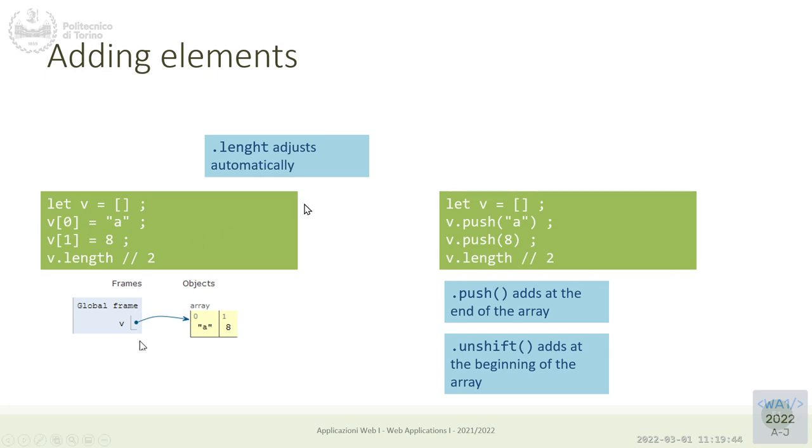But there's also a more explicit syntax for doing that, because from this code, it's not clear whether I'm overwriting a value or extending the array. There's a method called push that explicitly appends a new value at the end of the array. So if you want to be more explicit, you can use the push method. The effect, of course, is the same. We extend the array by one element, and we put this value into the newly created element.